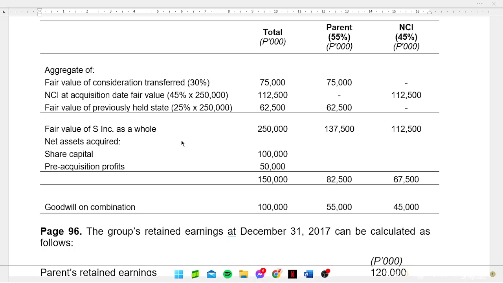Fair value of S Inc. as a whole, to get that, add all the aggregation to get the fair value of S Inc. as a whole. 75,000 plus 112,500 plus 62,500 is equals to 250,000. Yung sa NCI, 112,500, ayun na yung pinaka-fair value ni S Inc. as a whole. Sa parent naman, 75,000 plus 62,500 is equals to 137,500. Kapag a-add din mo si parent at NCI, 250,000 din ang sagot.